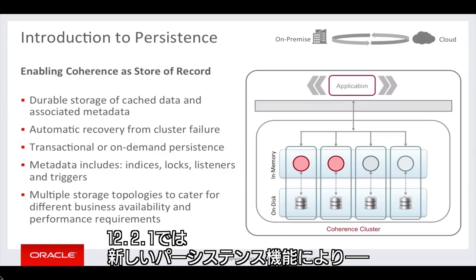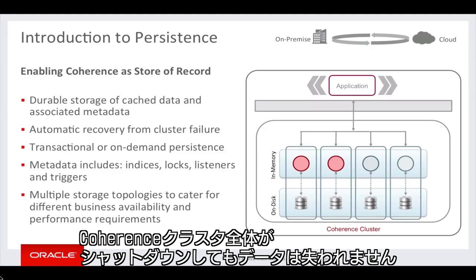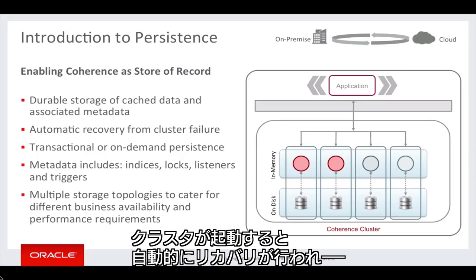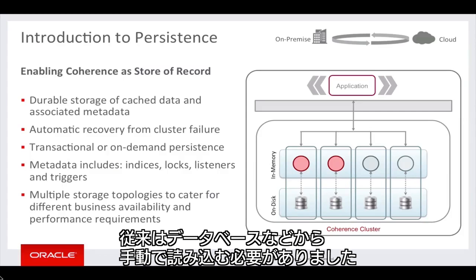In 12.2.1, the new persistence feature provides durable storage of your cache data and associated metadata. This means that data will not be lost on scheduled or unexpected shutdown of a Coherence cluster. On cluster startup, the persisted data is automatically recovered and the caches are populated with the data and metadata present at the time of shutdown. In previous versions, you would have had to manually warm the caches from a database or other location.